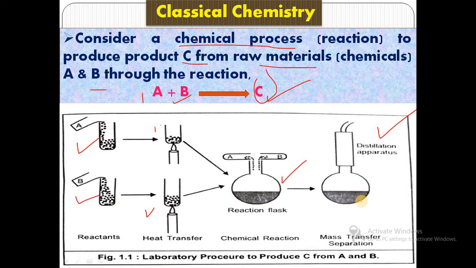So such type of phenomena is carried out in our chemistry laboratory. So this is a laboratory procedure to produce C from reactants A and B. This is the simple procedure which will be carried out in the laboratory.